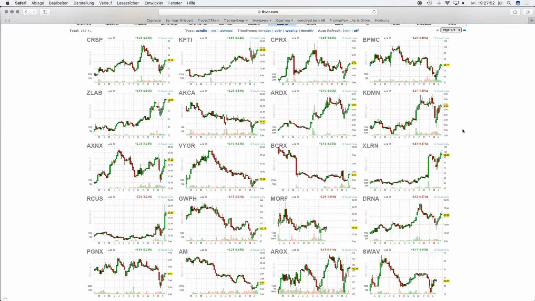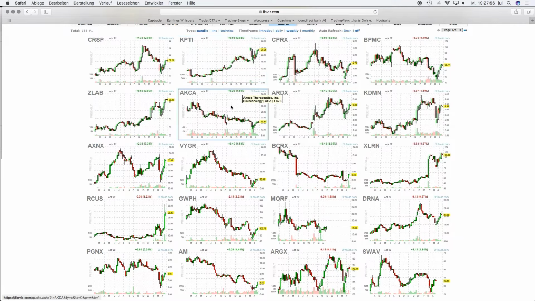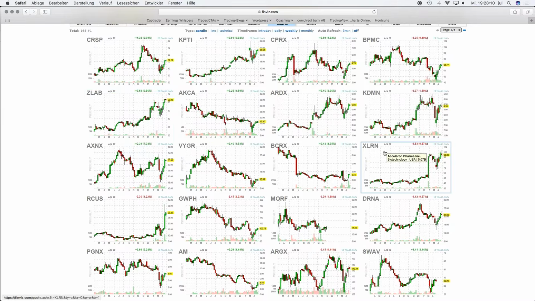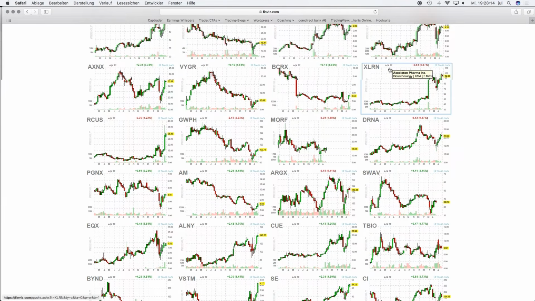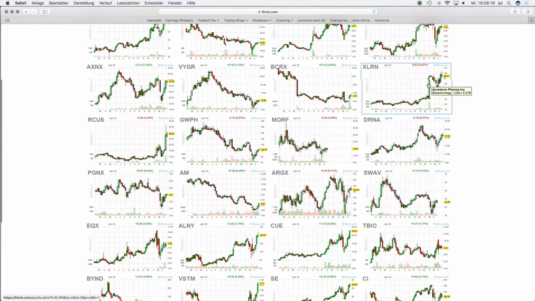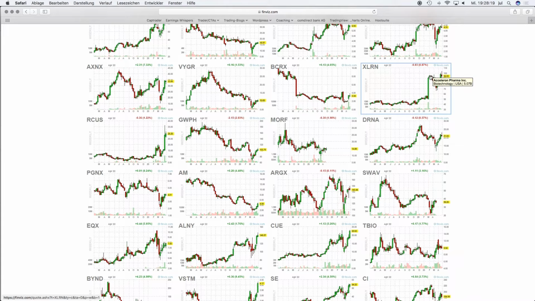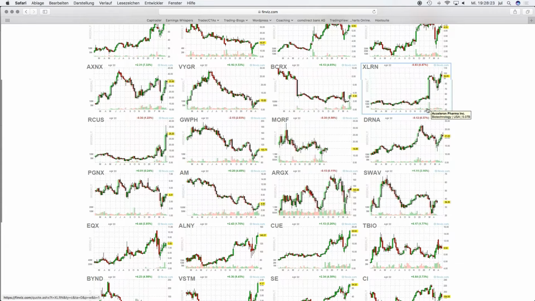And what I do here is I look above all at the charts, and I look for patterns. So I'm looking for an uptrend, of course. I'm looking for consolidations, like here, for example, in Zaylab. I'm looking for volume. You can see the volume here on the chart, and I'm looking for volume spikes. For example, if I take here Accelerant Pharma, I see a very big, large bar. Then I see a consolidation here, and I also see big volume.